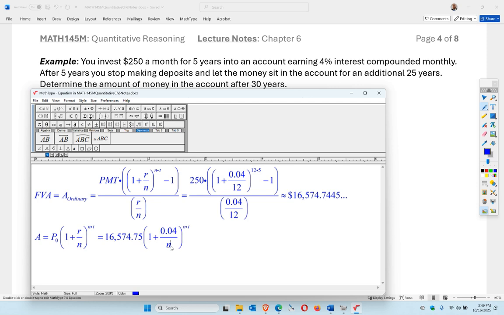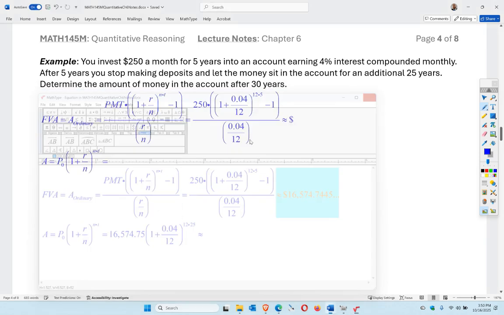And the rate is 0.04. The number of time periods is 12, and it is still 12 for compounds. But this time period is not 5. This is 25, because again, for 5 years I made payments, and for 25 years I didn't. Then I didn't make payments for 25. So annuity versus just regular old compound interest. All right, so we got to green this one because it's both answers. So that's an answer.